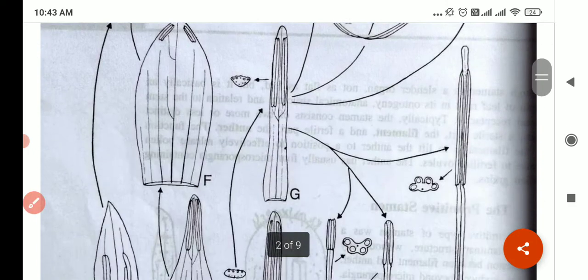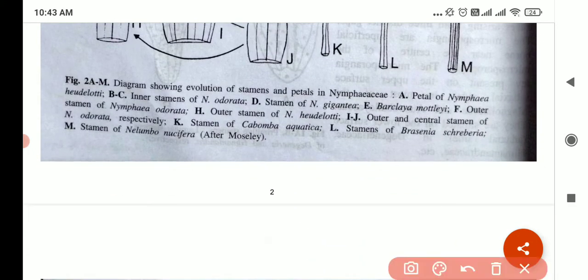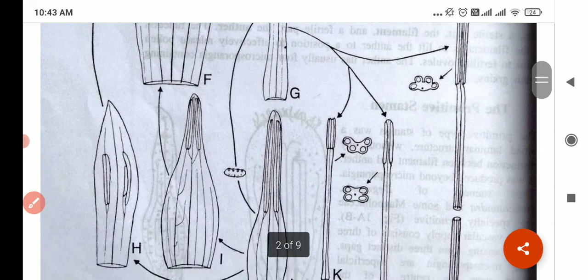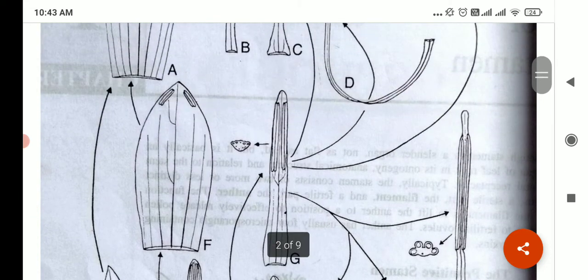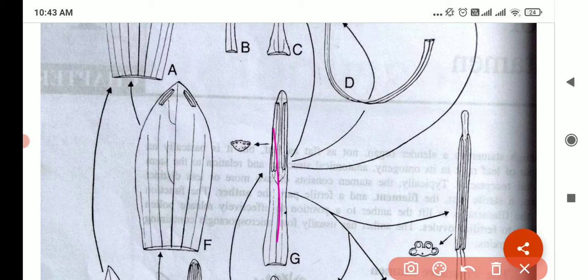Okay, next, let's look at the next diagram. F is the outer stamen of, again, N. odorata. We already saw odorata in B and C. So again, F. Do we see an F? Yeah, there. This is an F, odorata. It's an outer stamen. So you can see the stamens are coming up, which is similar to the oldest one, similar to this oldest water lily.